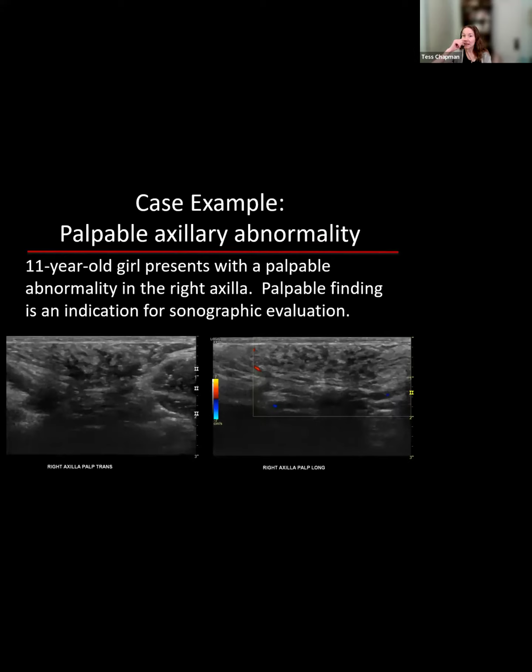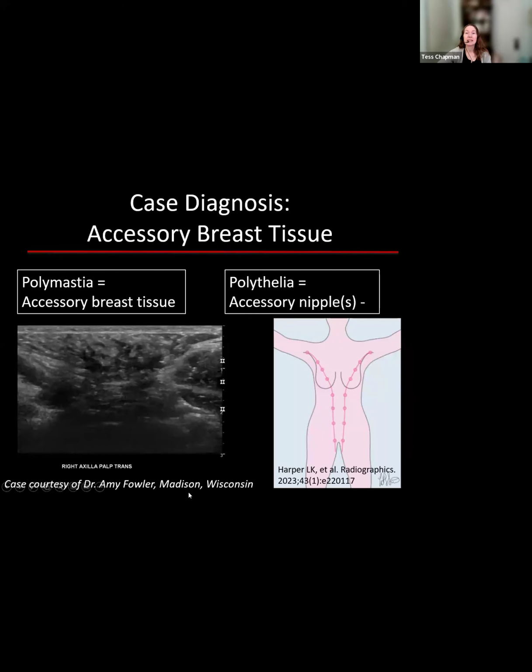And here's what we see in the right axilla: an ill-defined oblong heterogeneous mass. So this is an example of polymastia, or accessory breast tissue. The term polythelia refers to accessory nipples, but actual accessory breast tissue is polymastia.